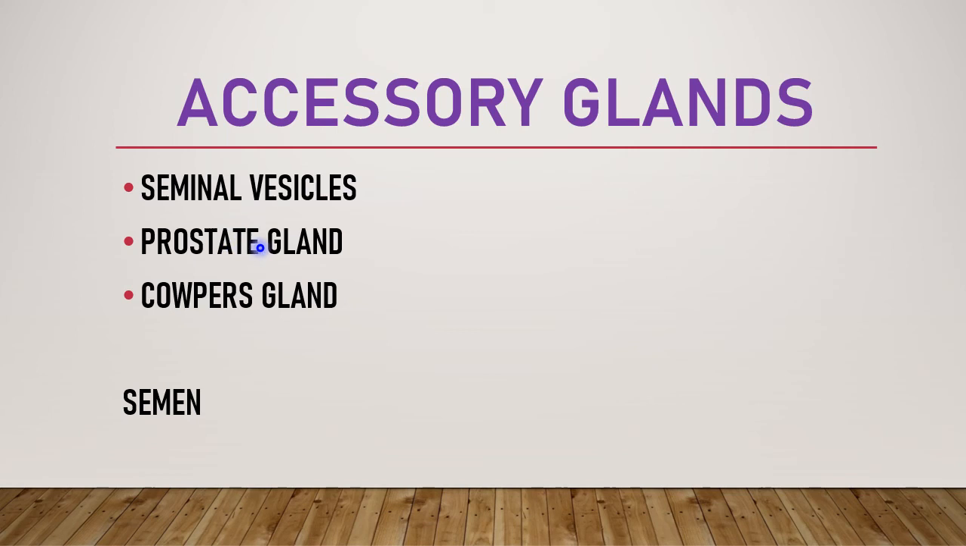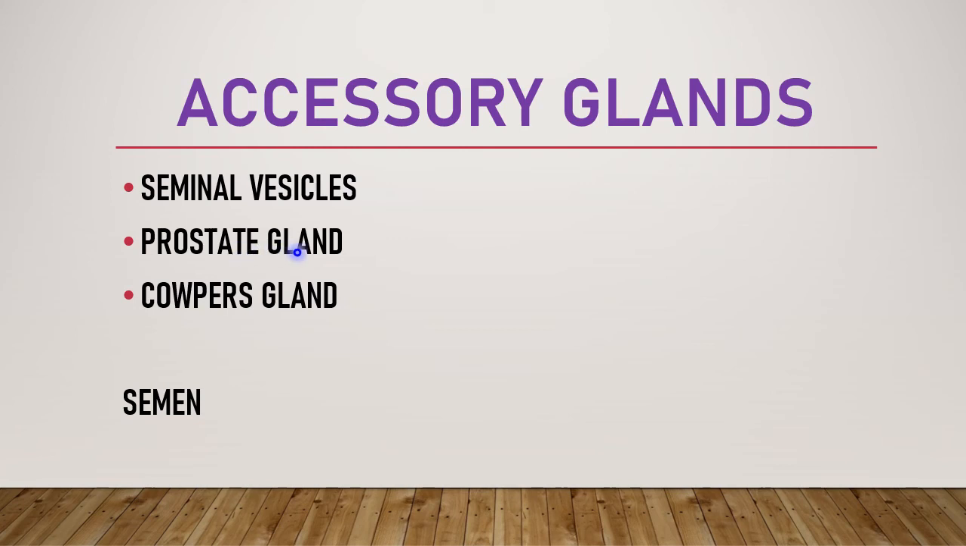Next accessory gland is the prostate gland. The prostate gland also secretes a fluid, the prostatic fluid, which is a whitish liquid forming about 30% of the total volume of semen. This prostate gland is made up of 20 to 30 separate lobes, and it helps in its secretion.